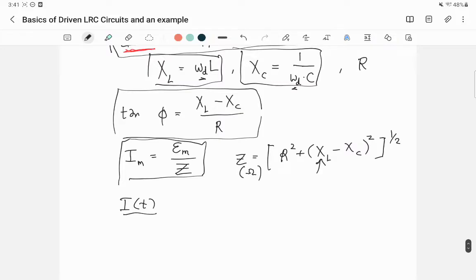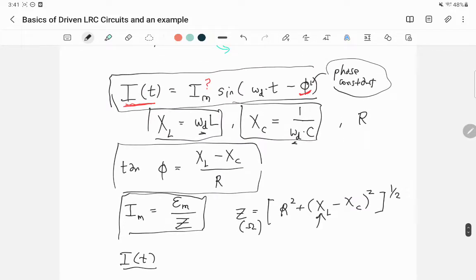So I've got I of t. I've written it up here. I've told you how to get the amplitude of the current. I've told you there are reasons why the current is going to take this form. It's going to have an oscillation frequency that matches the driver frequency. So this omega d is the same as the driver's frequency.